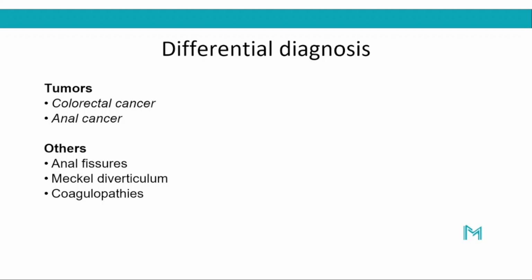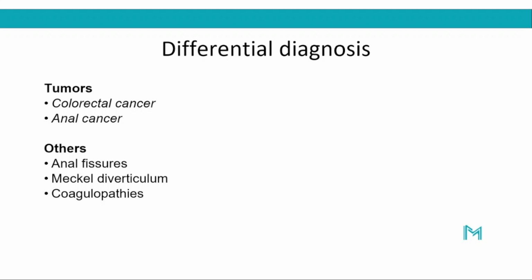Then you have other lesions that can also present with bleeding PR. You have anal fissures. These present with pain as well. Then you have Meckel's diverticulum. These are typically common in the pediatric age group. Then you have bleeding disorders, so coagulopathies in general can also present with bleeding PR.